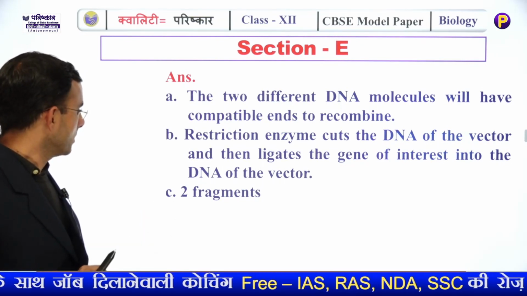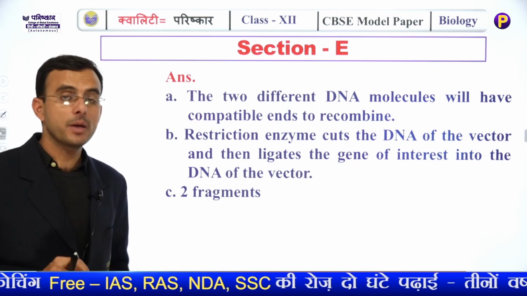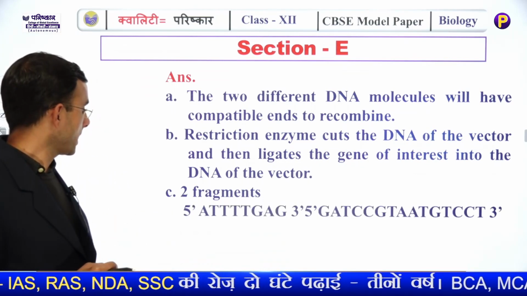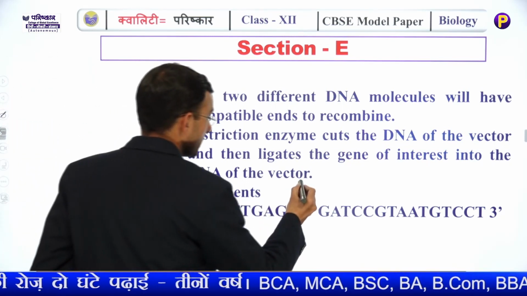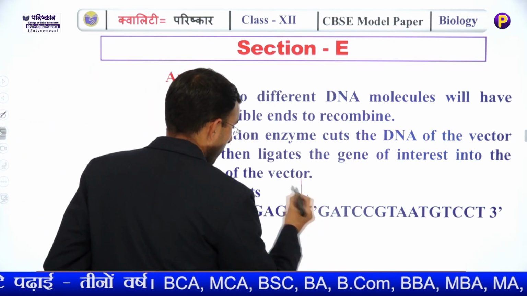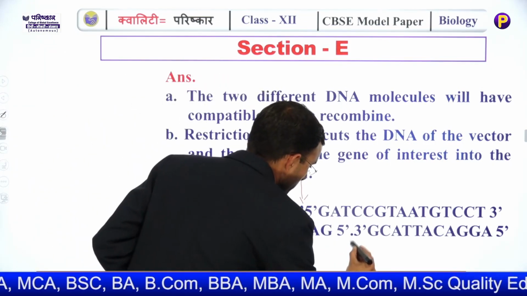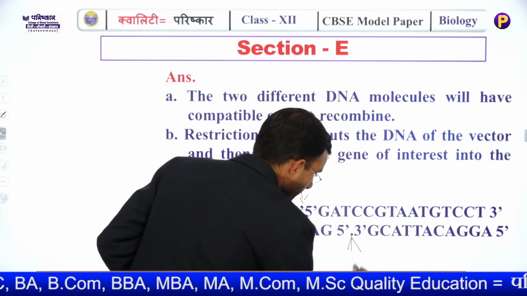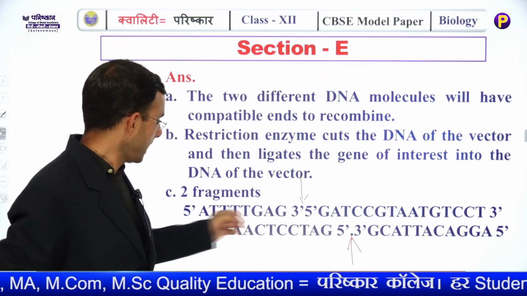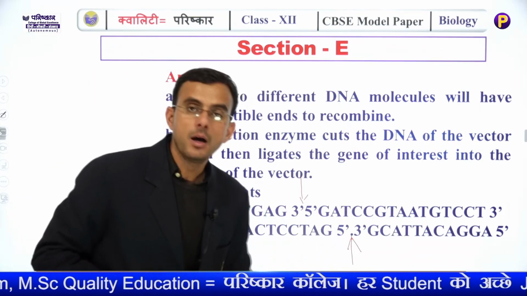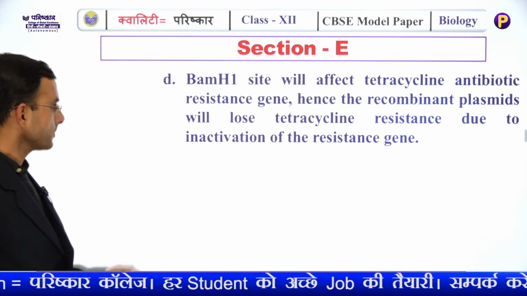The third one is how many fragments we are able to get. So there are 2 fragments. Why? Because that is BamHI. It is cutting the DNA from this side, and in that side, so because of that reason we are getting 2 segments. Okay, so that is one segment and that is the other segment. We are getting 2 fragments of the DNA.